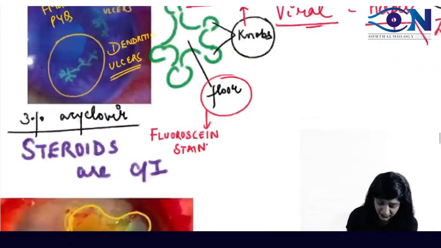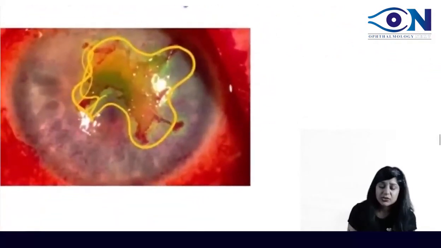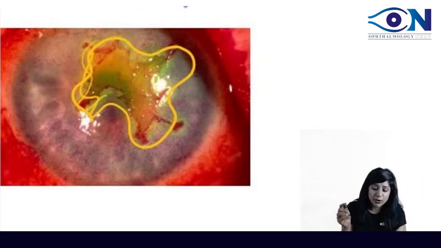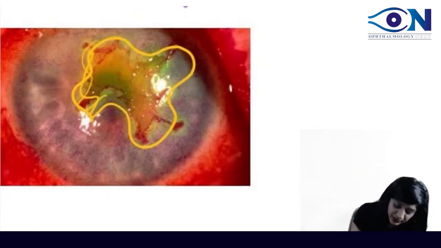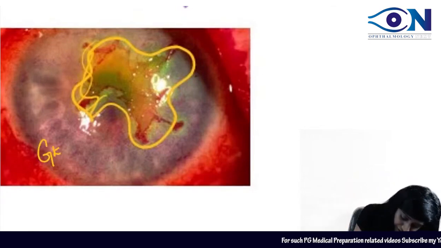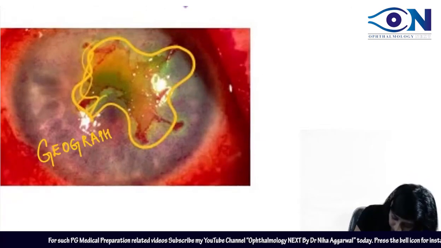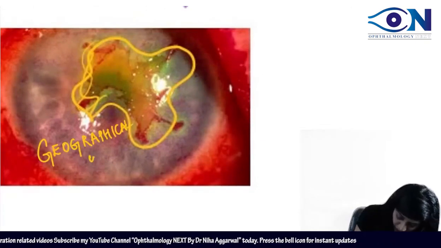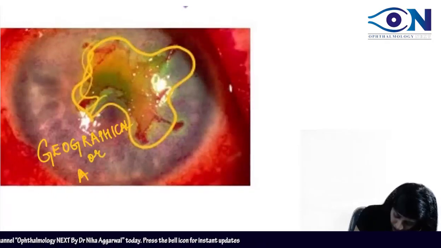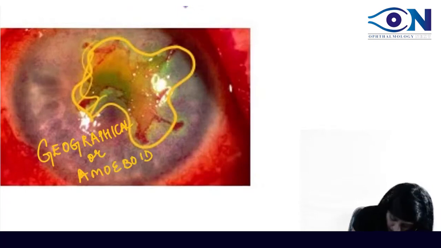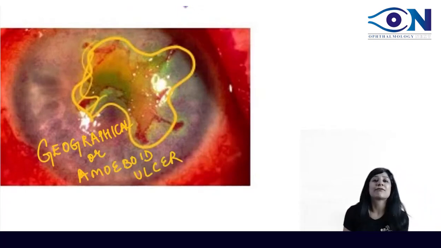Why? See, this will happen. There will be collision of all these ulcers. A large ulcer will be formed. And what is this large ulcer called? It is called the geographical ulcer. This is called the geographical or amoeboid ulcer.